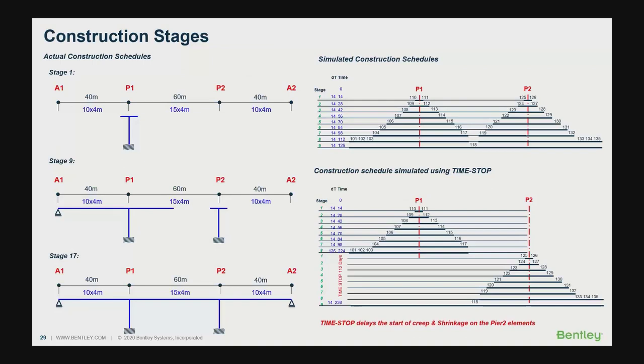The actual construction was 17 stages from the physical bridge model, but RMBridge allows you to reduce the construction stages through the time step function. Time step delays the start of creep and shrinkage on specific elements. Also, it will help you to reduce manual work because you don't need to specify all of the construction steps.